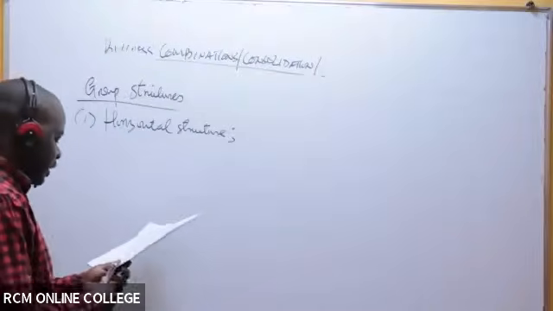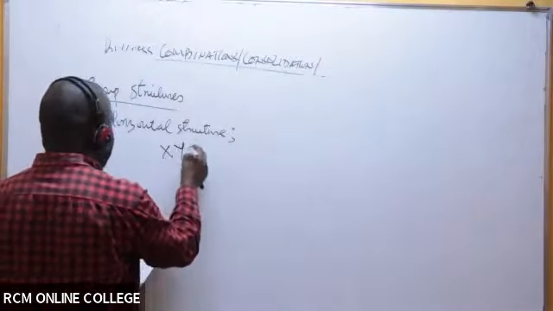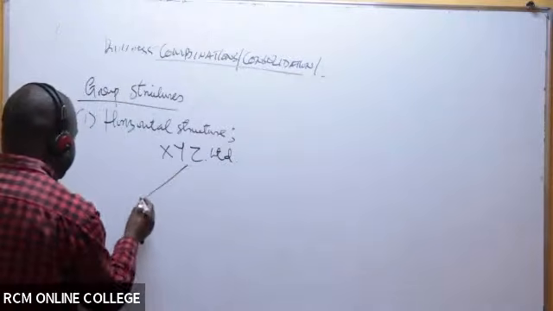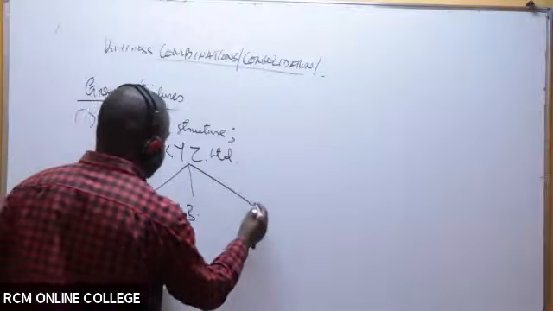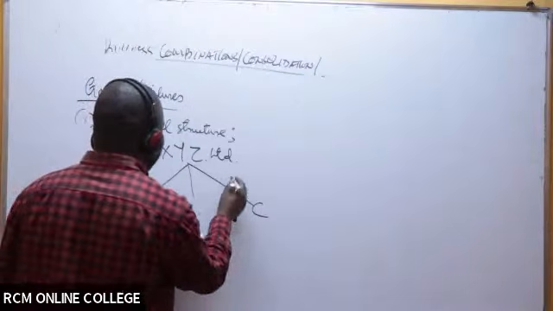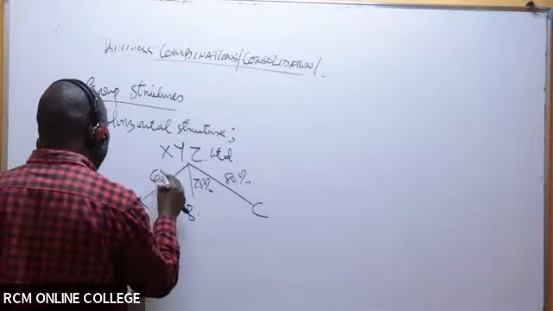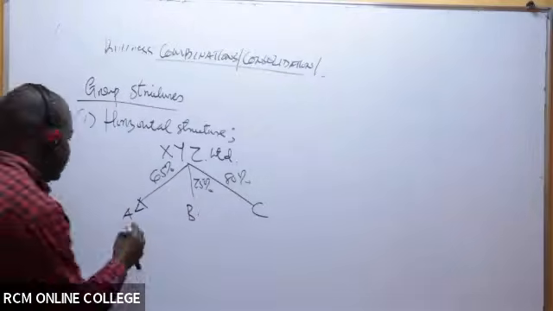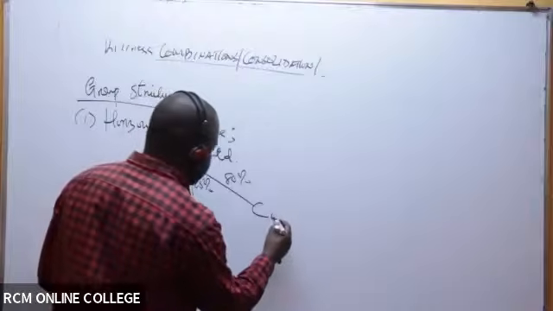So the structure will likely look like this. In this case we can have XYZ Limited. It has made investments in company A, investments in company B, investments in company C. In this company they have acquired an 80% stake, in this one a 75% stake, and in this one they have acquired a 65% stake. So you can see these are the subsidiaries. We have A Limited, B Limited, and of course C Limited.